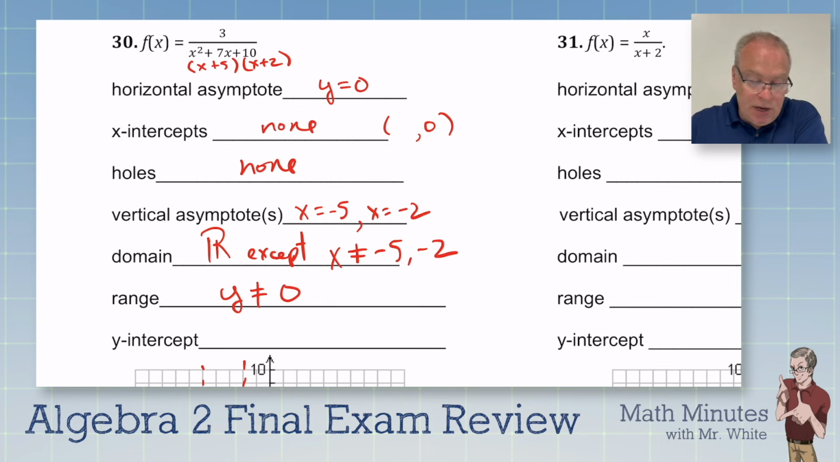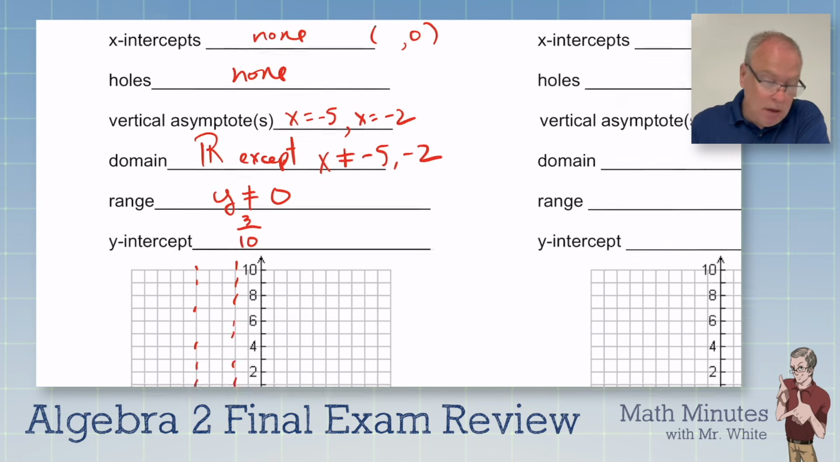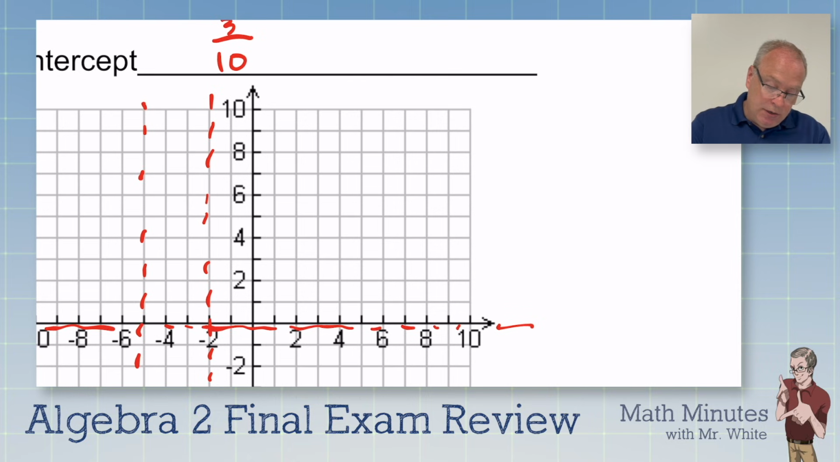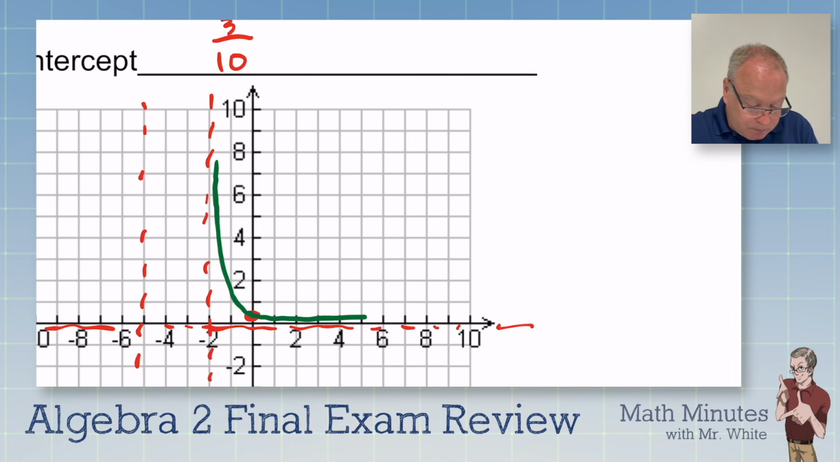Now the y-intercept, remember how we plug in 0, so we get 3 over 10. 3/10 is the y-intercept. So I could come up here to 3/10 and put a little dot. There's my y-intercept. So that's kind of helpful because that tells me that this region of the graph is like that.